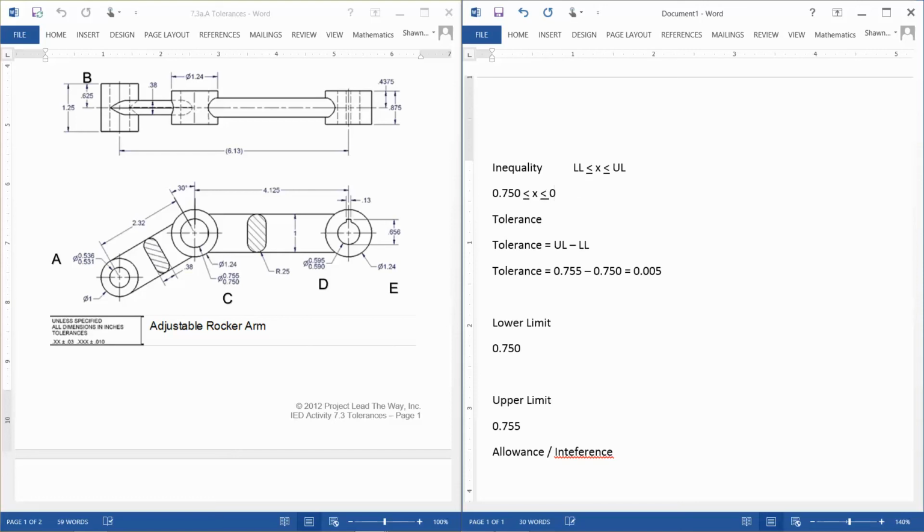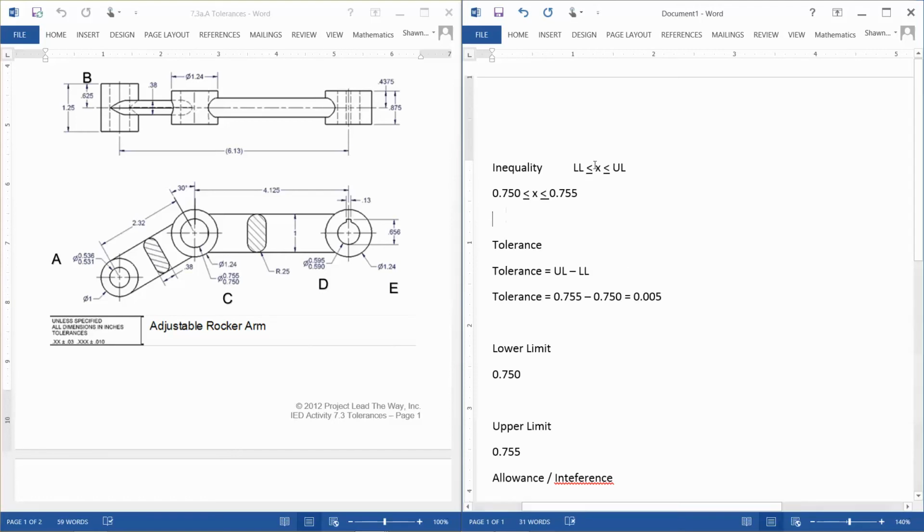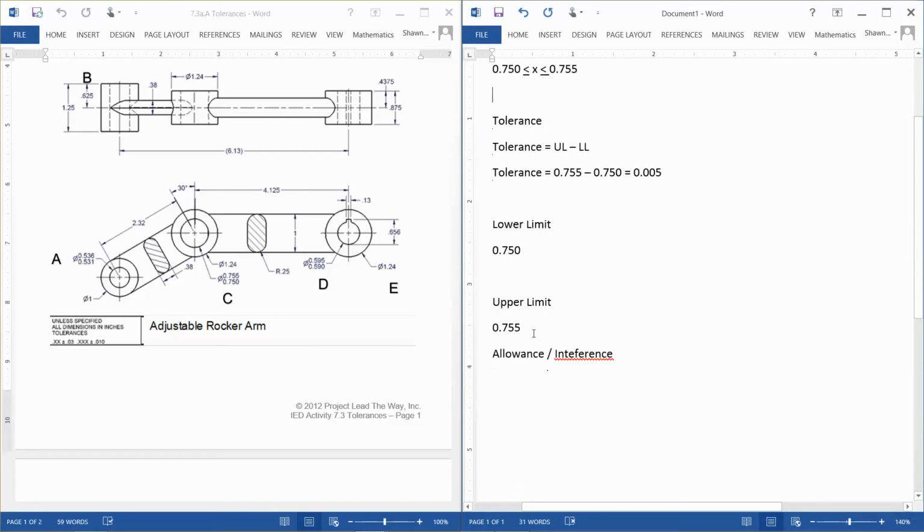Now, I'm also going to use the upper limit. So there's our inequality: the lower limit is less than or equal to x, and what this tells us is the range. This is how small it could be. X, whatever this hole over here is, is going to have a range: it may be as small as 0.750, and it could be as big as 0.755. Anything in between is acceptable. So this basically tells us our acceptable range. We've done the inequality, the tolerance, the lower limit, the upper limit. Let's go ahead and figure out this allowance, interference then.